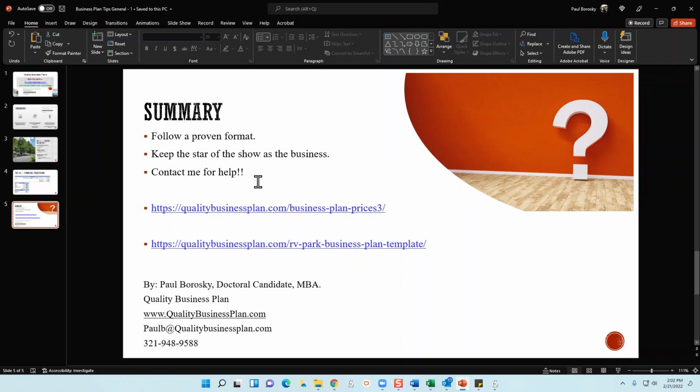Next, keep the star of the show as the business. Too many times I get a business plan from a client and they want me to edit it or do something with it. When I read through the business plan, I know more about the business owner and all the wonderful things that the clients or tenants at the RV park are going to enjoy, but they're missing so many critical details as to where the location is going to be, what their nightly prices are going to be, how you're going to be advertising, and what the organizational structure is. So make sure to keep the star of the show as the business, and make sure to include all of the components needed.